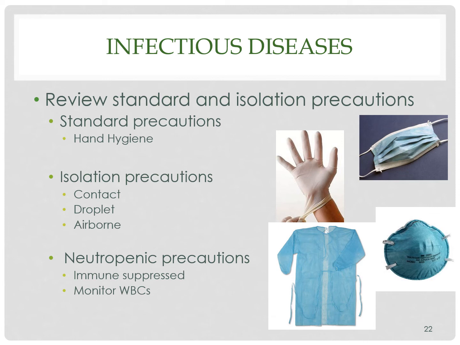So this is just reviewing of the standard and isolation precautions, you guys. You should be familiar with standard precautions. That's just hand hygiene. Isolation precautions depend on what disease we're trying to protect our patients and ourselves against, which is contact, droplet, and airborne. And then we have our neutropenic precautions or our protective precautions, which are for our immunosuppressed patients. And we need to make sure that we monitor our white blood cells with our neutropenic precautions. So we will review PPE at the very end of this lecture.